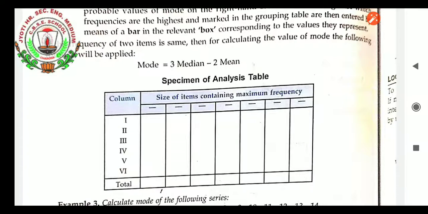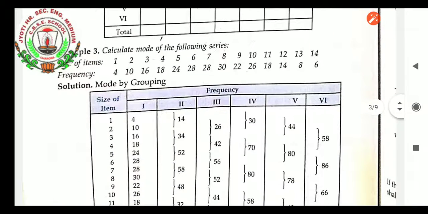Specimen of analysis table. It is a tally marks table. Column: size of items containing maximum frequency. In the first column, for the frequency which came maximum time, you will make a tick mark. In the second column, the frequency which has come maximum time, you will tick in the next. I will be explaining so that it will be more clear. Calculate mode of the following series.